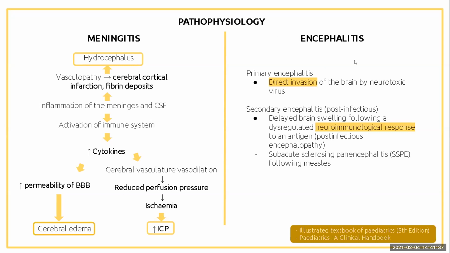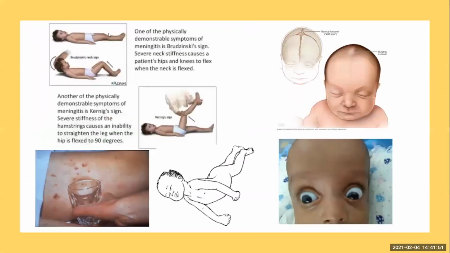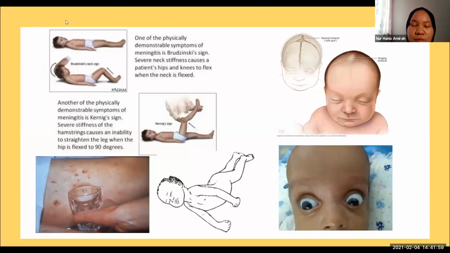I have a question about the Kernig sign. It is positive because of severe stiffness in the hamstring. So how does it relate to meningitis? I think we should spend some time on this, because meningitis and encephalitis are very important.